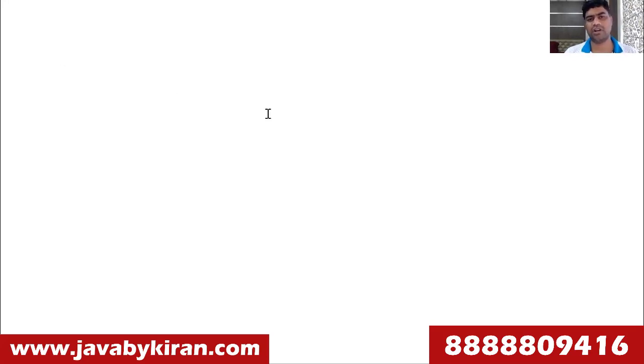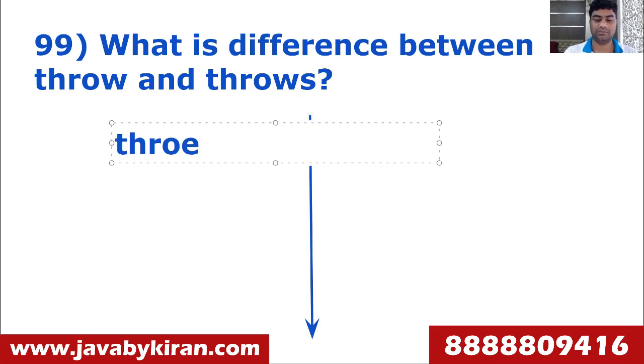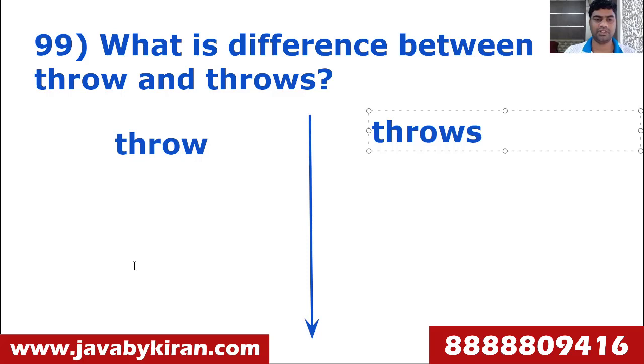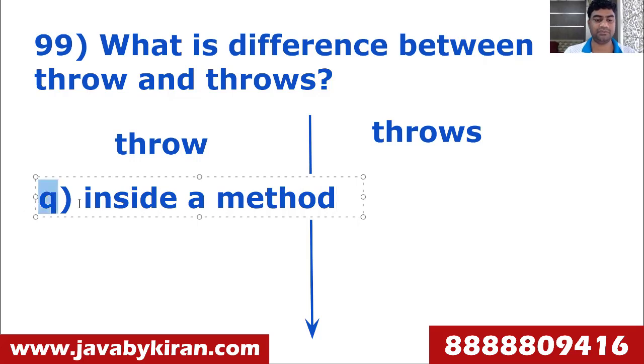Then there is a question called throw and throws. Many people are getting confused with this. I know this question is a little difficult for freshers. So what you should do is just remember 3-4 differences between throw and throws. What you should say is, throw is written inside a method. Simple difference. This is the first difference, I would say.